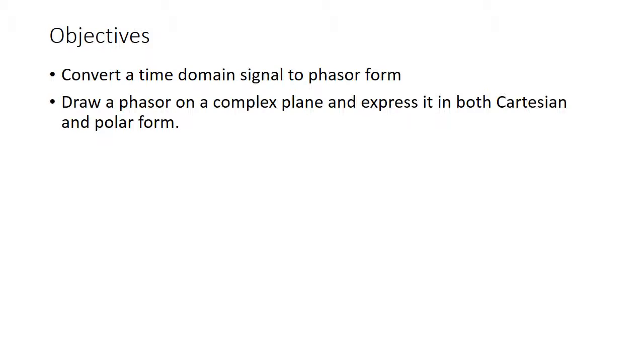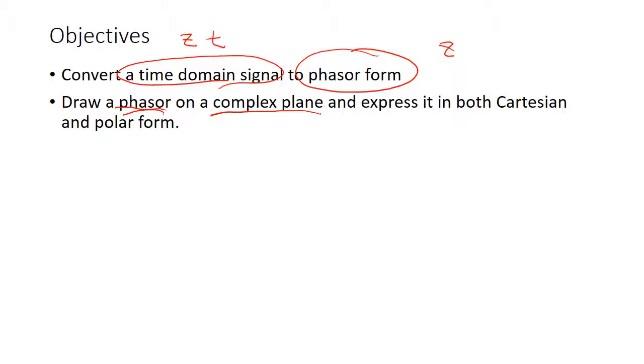At the end of this video, you should be able to do two things. You should be able to convert a time domain signal that is a function of z and t into a phasor form that is only a function of z. And furthermore, we're going to give a quick review of the concept of phasors, so you should be able to demonstrate an understanding of it by knowing what it looks like on a complex plane and be able to express it in both the traditional Cartesian form, where you just have a real plus an imaginary number, and the polar form, which is something that looks like e to the j theta.